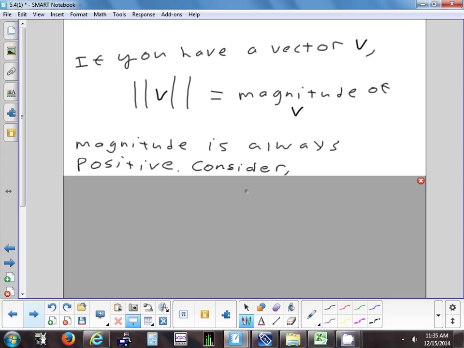And somebody else said it's length. Well, if it's length, length is always positive. You'd never say that your vector has negative magnitude. That doesn't make sense. And if it has a negative in it, that's the direction. Right? But the magnitude or the length, it's always positive.